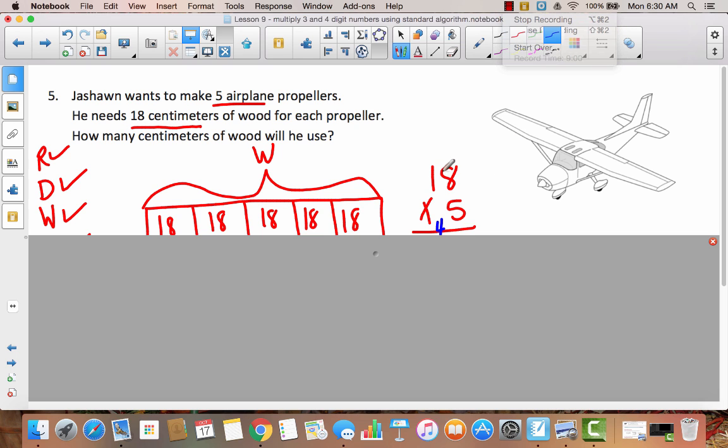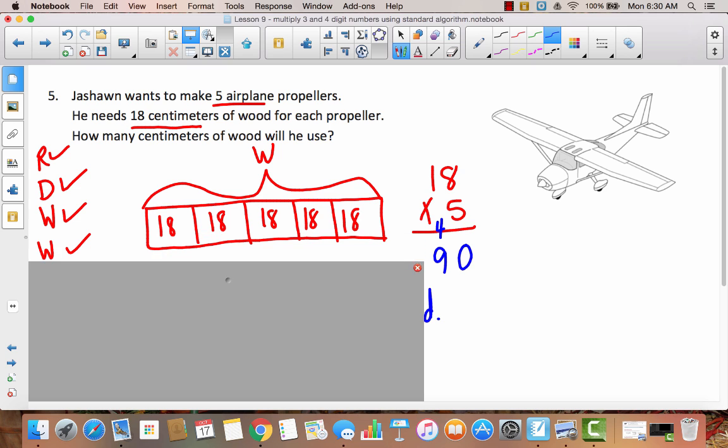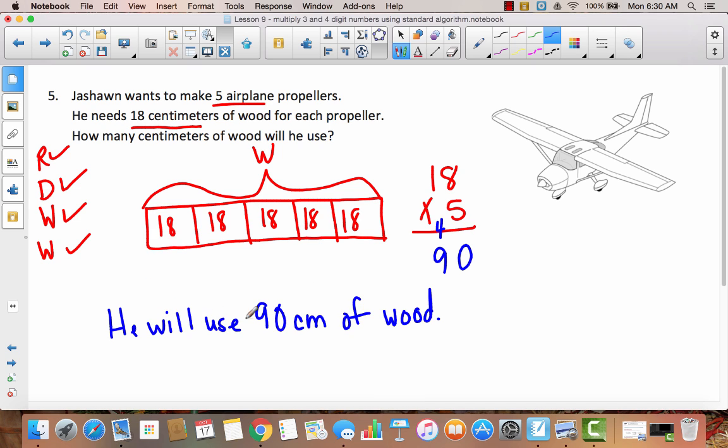Okay, so when I did 18 times 5, I knew this was 8 ones times 5, which gave me 40 ones. And then 10 times 5 is 5 tens plus 4 tens, which is 9 tens, or 90. So then I went ahead and answered this question. How many centimeters of wood will he use? And I wrote, he will use 90 centimeters of wood.